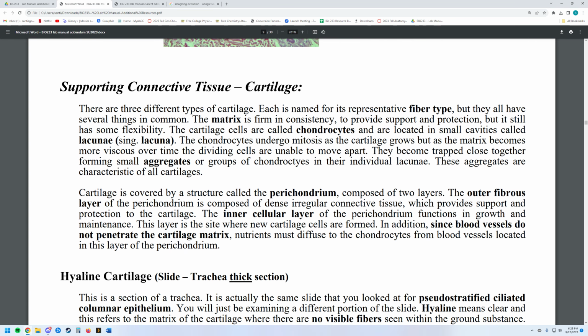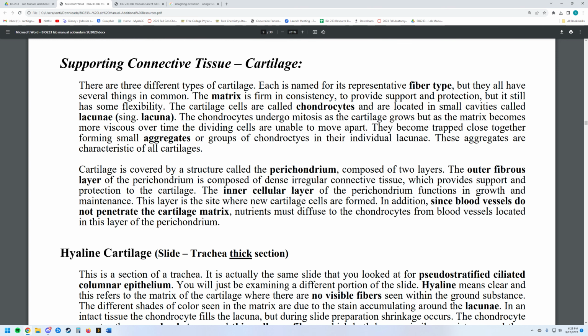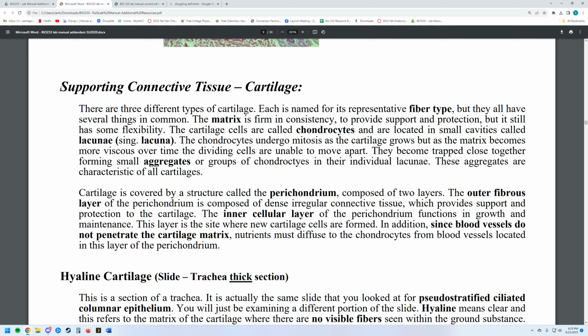Supporting connective tissue cartilage. Oh, we're already on the cartilage. Let's go. So it's cartilage, bone, nerves. Yeah, something like that. Wow, there's a lot of bold stuff here. Supporting connective tissue cartilage. There are three different types of cartilage. Each is named for its respective fiber type. So we're looking for fiber type. But they all have several things in common.